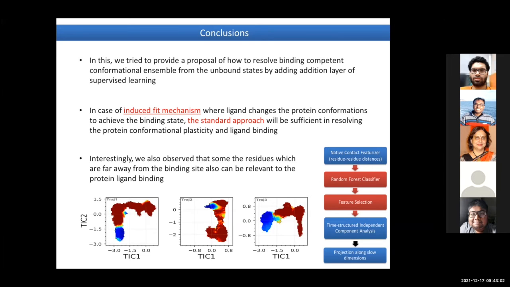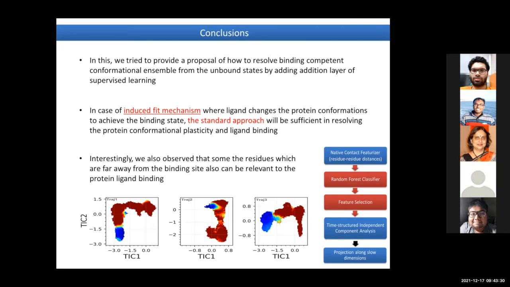The standard linear approach is sufficient to resolve protein conformational plasticity and ligand binding. If you have conformational selection, then it's better to remove the noise before going to the final dimensionality reduction technique. You just select a subset of residues. And if you have an induced fit mechanism, you don't need any random forest or any supervised machine learning approach. Linear techniques are sufficient to separate those events.